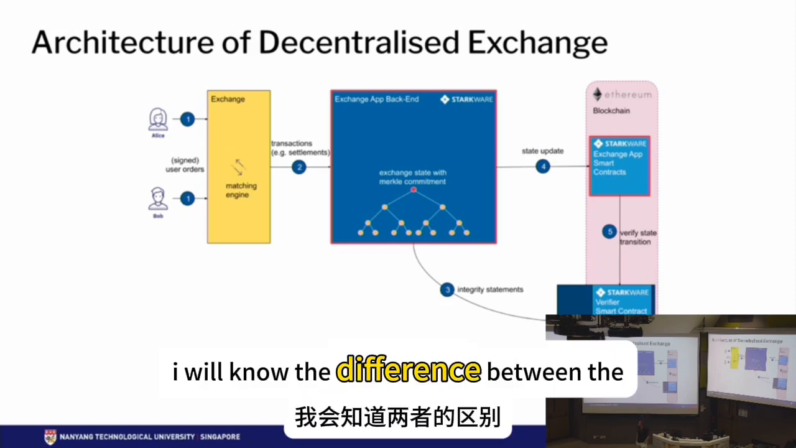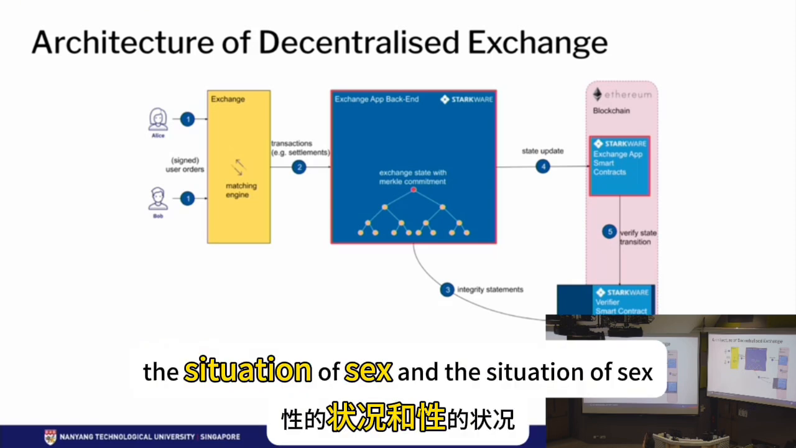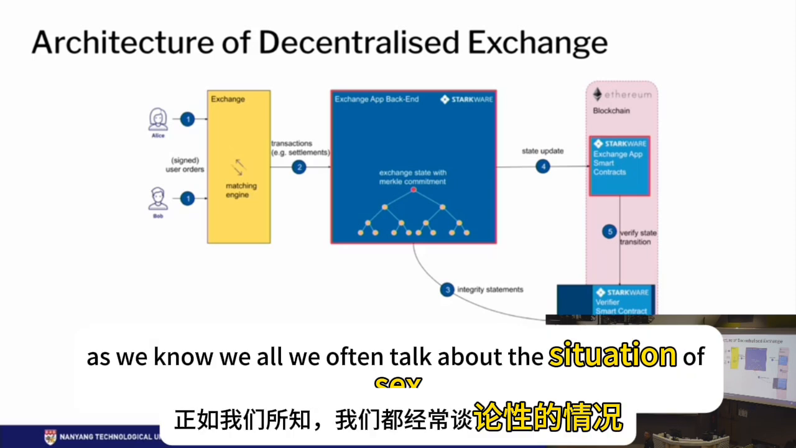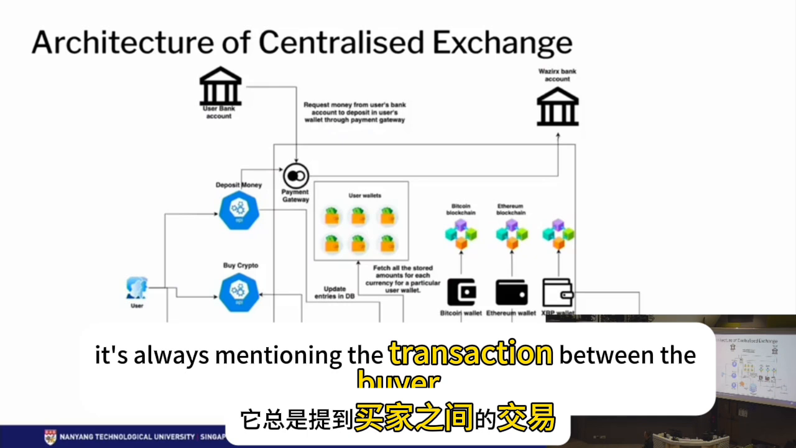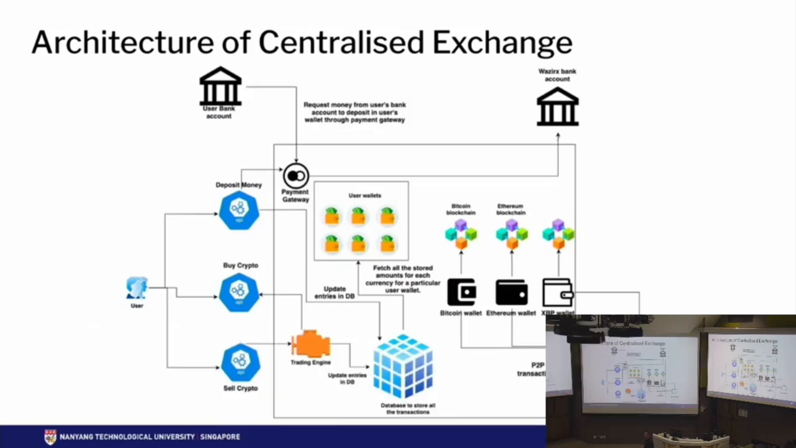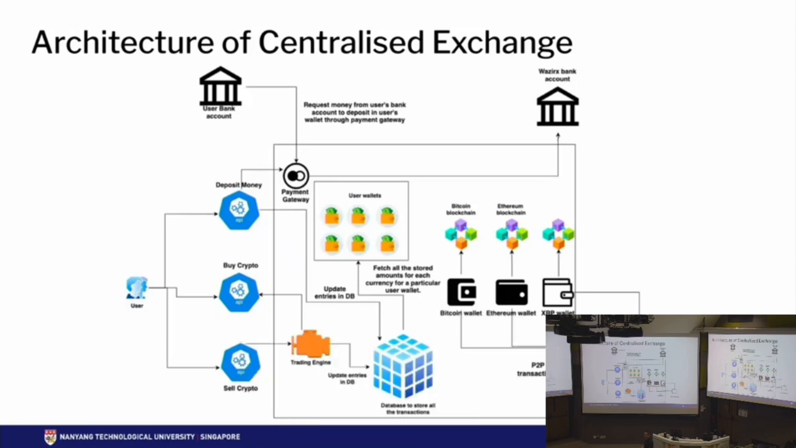I would like to know the difference between the matching engine of a CEX and the matching engine of a DEX. As we know, we often talk about the matching engine of a CEX. It's always matching the transaction between the buyer and the seller. So I want to know what the matching engine of a DEX is.